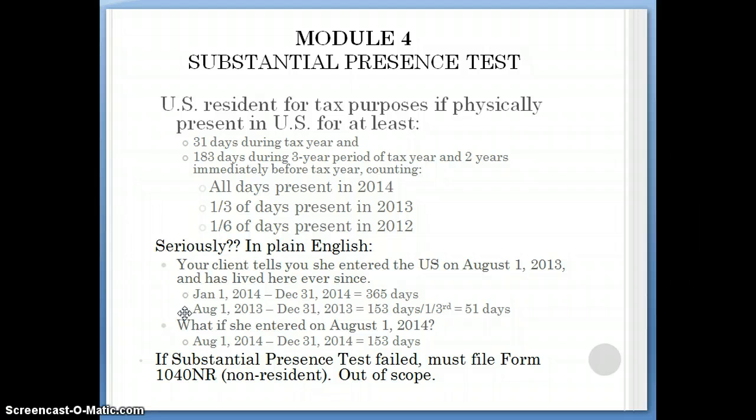In the next module, we're going to talk about some tax center processes in preparing these returns and some of the requirements. Hopefully, this will tie everything together for you and it will all make perfect sense.